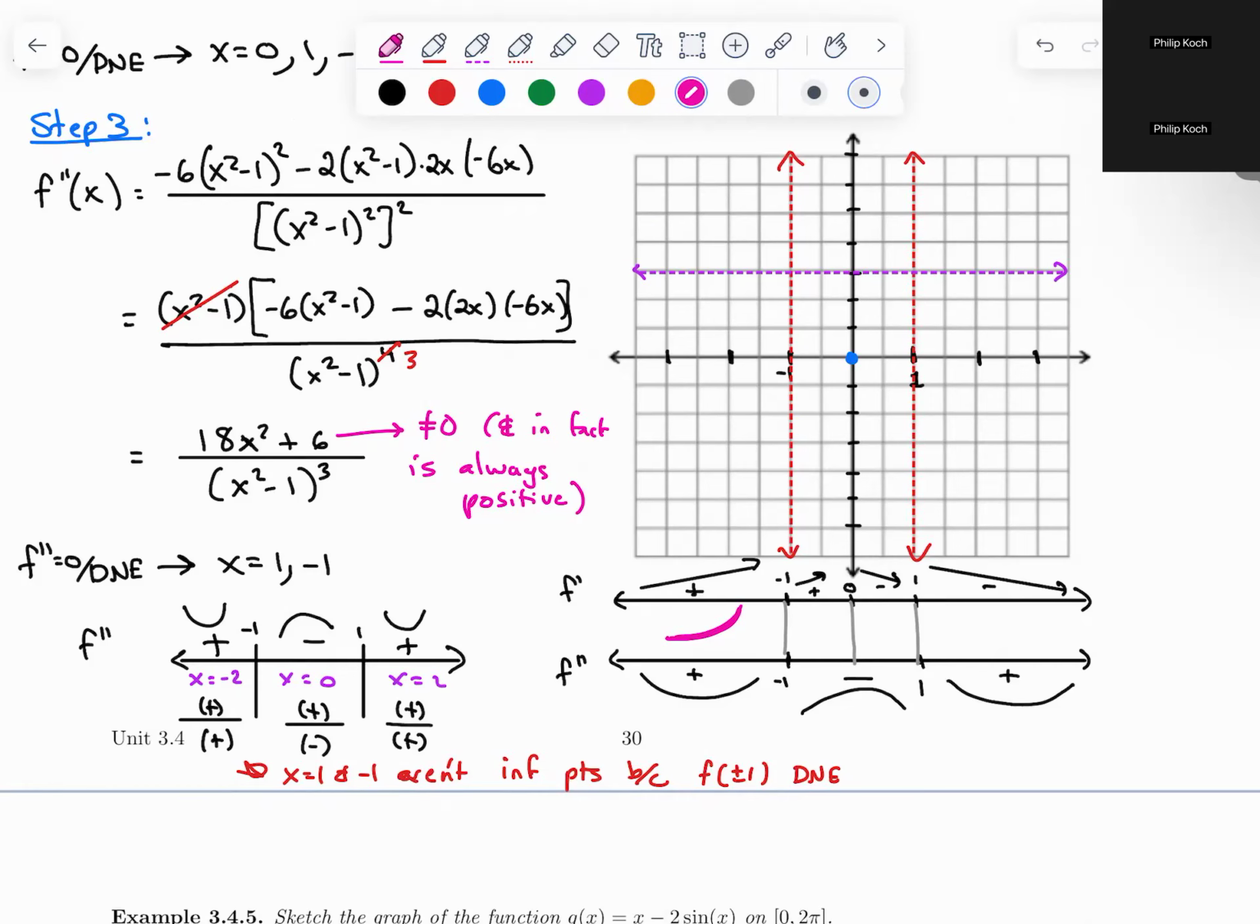Sometimes the concavity along with this stuff kind of tells you exactly what it should look like. But regardless, in between -1 and 0, we are increasing but concave down. If you're looking at concave down, which side is increasing, the left or the right-hand side? Left. The left-hand side. That's where your function is going to be increasing. So it should look like this.